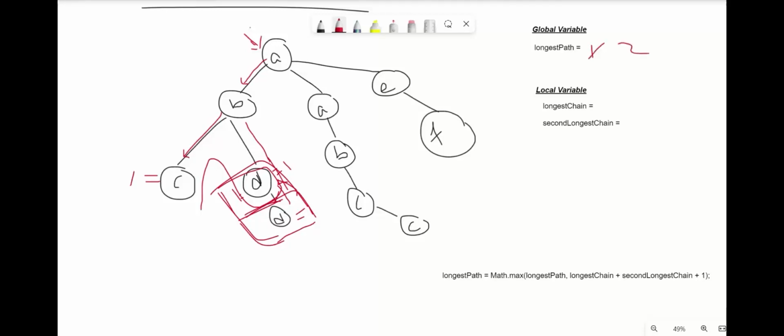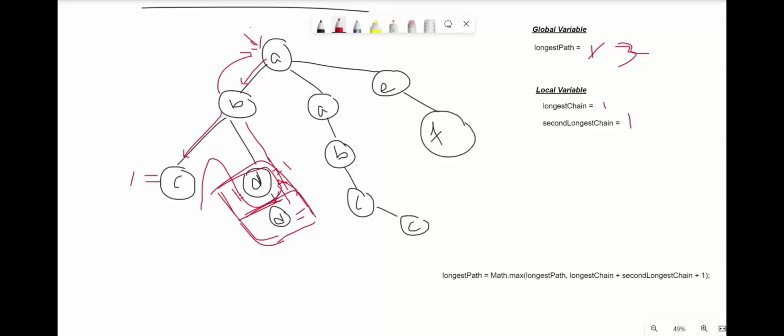So what would happen is for B, it will first see that its longest left chain is 1, and the longest right chain, like the second longest chain, is also 1. The longest path uses this logic: the sum of the longest chain plus the second longest chain plus 1, that is 1 plus 1 plus 1 equals 3, right? Sorry, this should be 3, right?